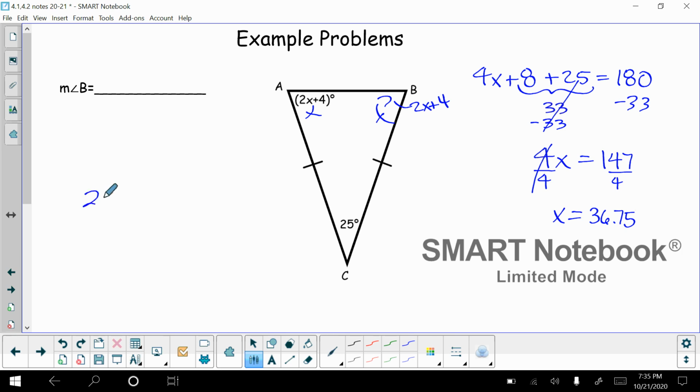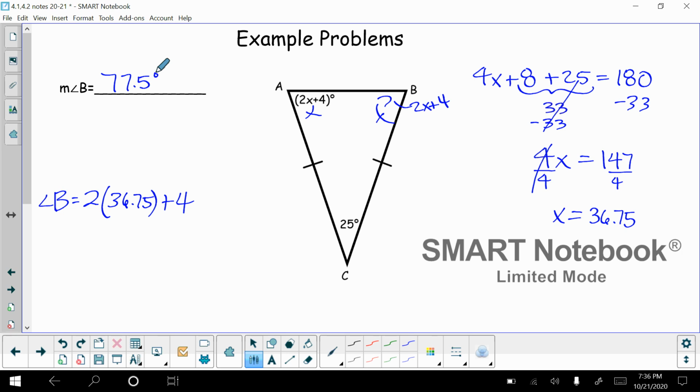So I'm going to do 2 times 36.75 and then add the 4 to get angle B. So I have that number still in my calculator, so I'm just going to hit times 2 and then add 4. And so I have 77.5 degrees. So let's leave that decimal and not round. So 77.5 degrees. Okay, and that's how you do that right there.